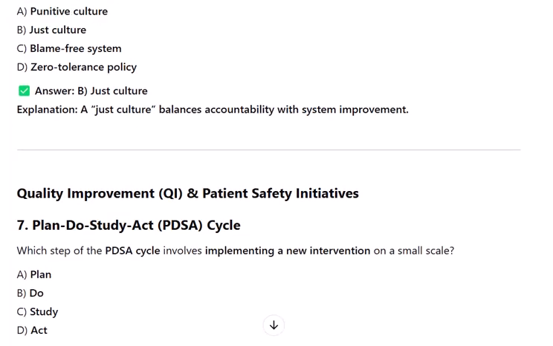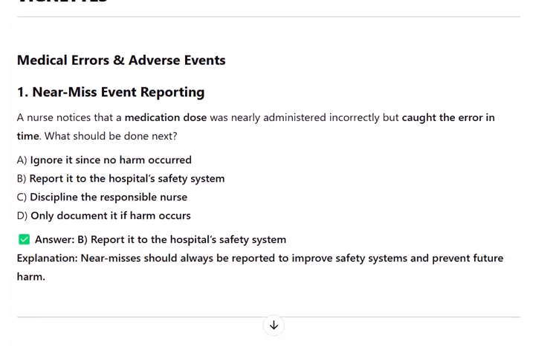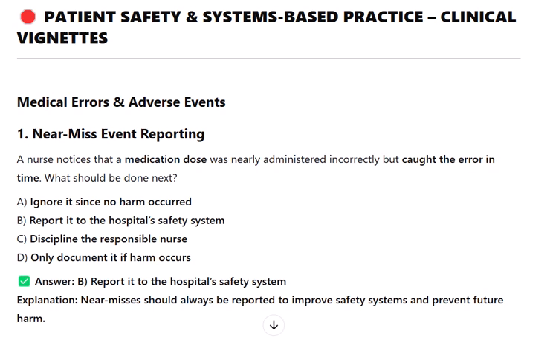Errors, quality improvement, and safety protocols, with 4 answer choices and explanations. Patient safety and systems-based practice clinical vignettes. Medical errors and adverse events.